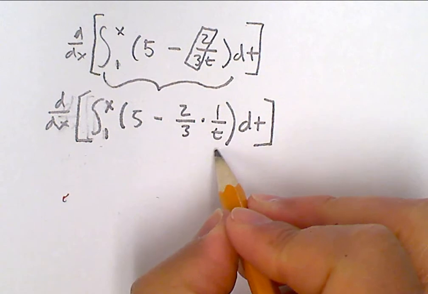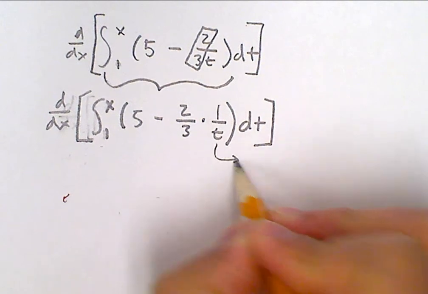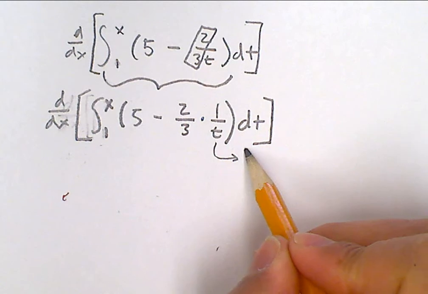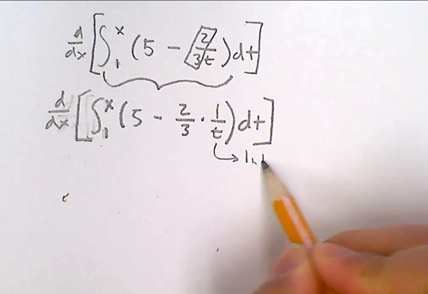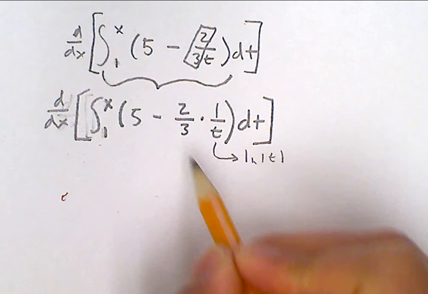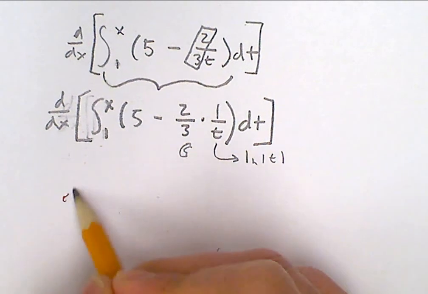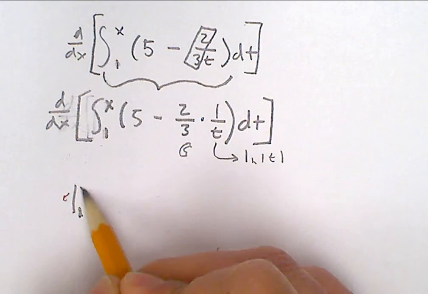All right, first, before I do anything, what type of tool am I going to use on this 1 over t? Natural log, absolute value of t. So I know what, and this constant is going to stay the same. Bada bing, bada boom, write your integral. You got 20 seconds.